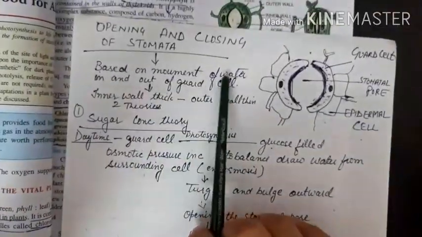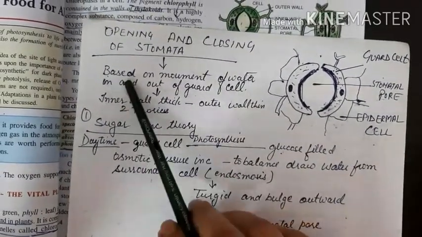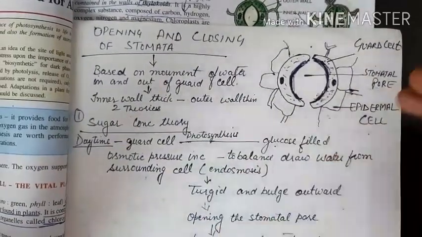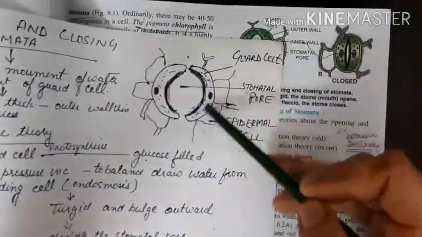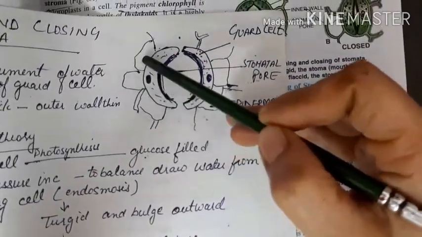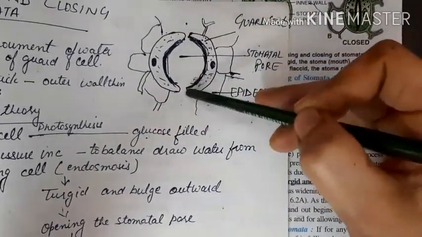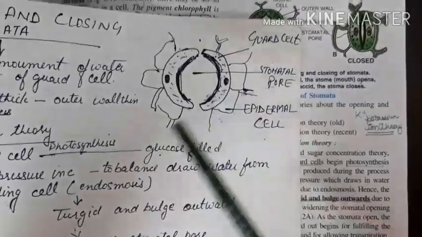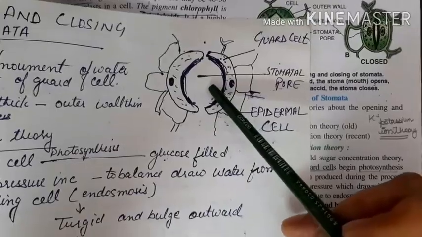These theories are mostly based on the movement of water in the guard cells. Before this, let us have a look at the structure of the stomatal cell. These are two bean shaped cells called guard cells. They are surrounded by large cells called epidermal cells. In between these bean shaped guard cells, there is an opening which is called the stomatal pore. The water movement in and out of these guard cells regulates the opening and closing of stomata.